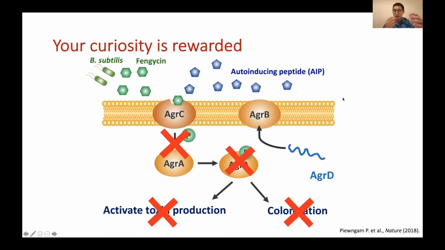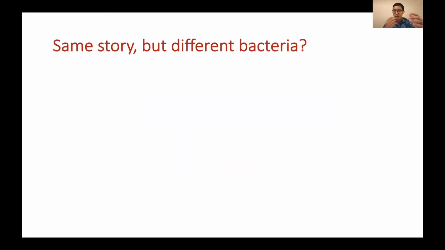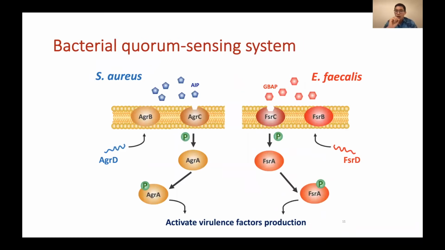Okay. So what about if we apply the same story but different bacteria? For example, Staph aureus, the gram-positive bacteria, they have the quorum sensing system. And also, what about the other gram-positive bacteria? For example, Enterococcus faecalis. Enterococcus faecalis also have the quorum sensing system. When you compare these bacteria together, you will see that the quorum sensing systems of the two bacteria have a similar pattern, a similar system.